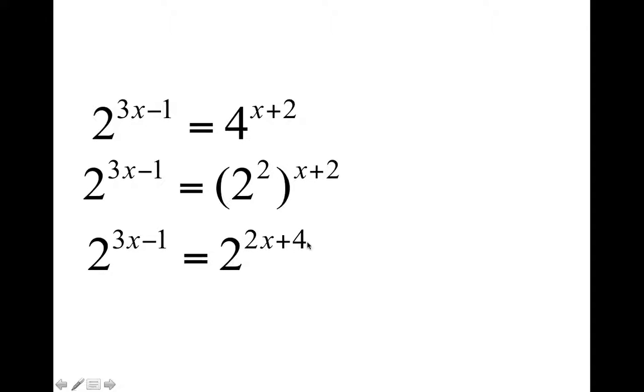So 2x plus 4. Don't make the mistake of writing 2x plus 2. That would not be correct. You have to multiply both. Both of these are multiplied. So here, now we have this. Alright, good. So same base.